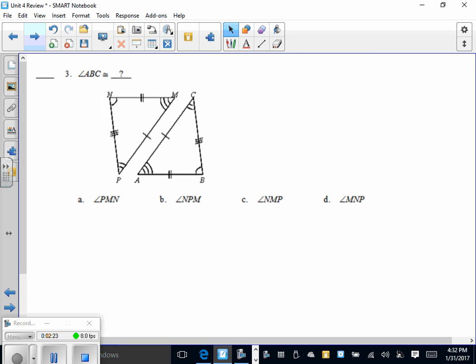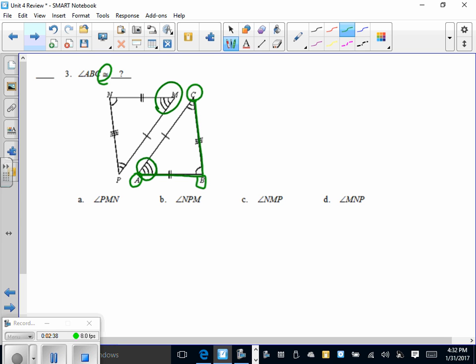Question number three. This is angle ABC. Angle ABC is congruent to which angle? Okay, A with 3 lines matches up with M, which has 3 lines. So the first letter has to be M. B has 1 line, N has 1 line, so N is the middle letter. C has 2, and P has 2. So P is the last letter. Angle symbol in front of it, and you get answer choice D. That's the only one that is in the correct order.